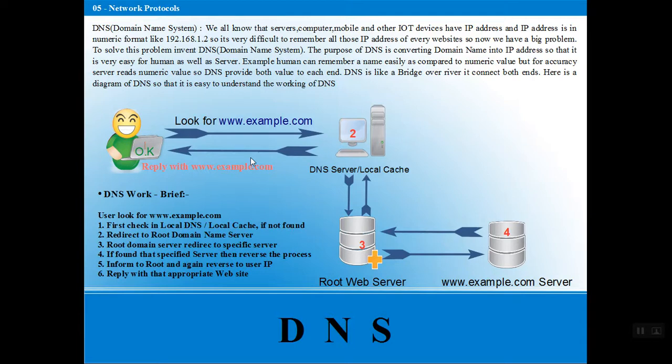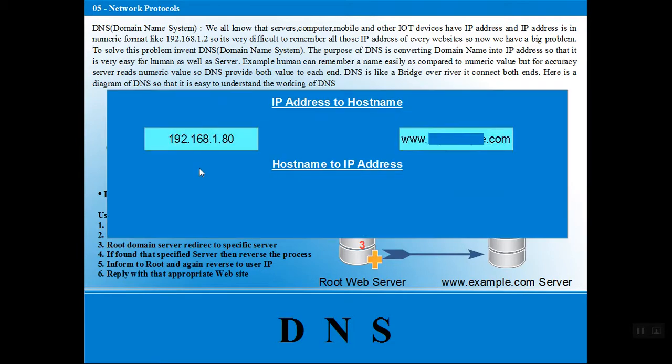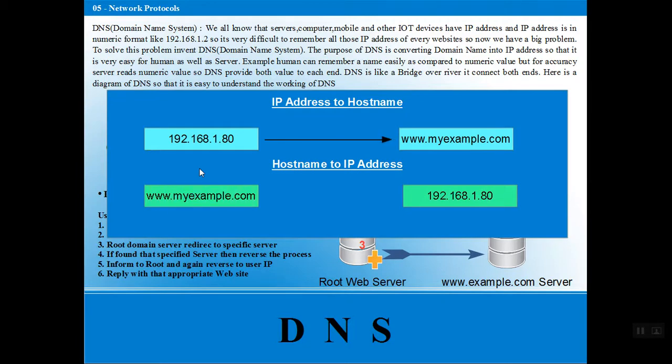So this is the whole process of how DNS works. Basically, DNS is used for mapping an IP address to a host name, or a host name to an IP address. So this is the whole scenario of how DNS works. In a very simple way, it is IP address to host, or host to IP address. I can see in the picture that 192.168.1.80 translates to myexample.com, or it can be myexample.com to the IP address. So this is the whole scenario of DNS.